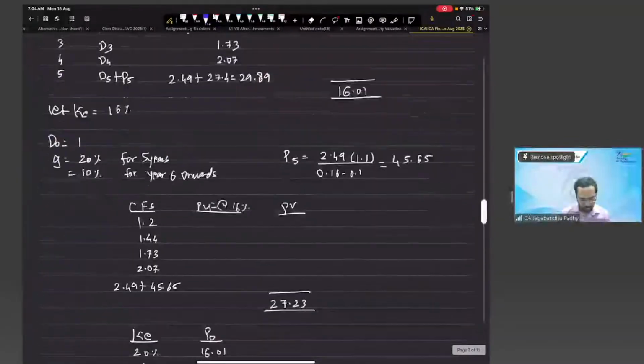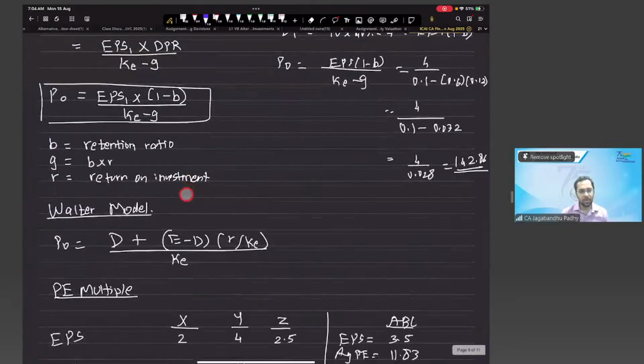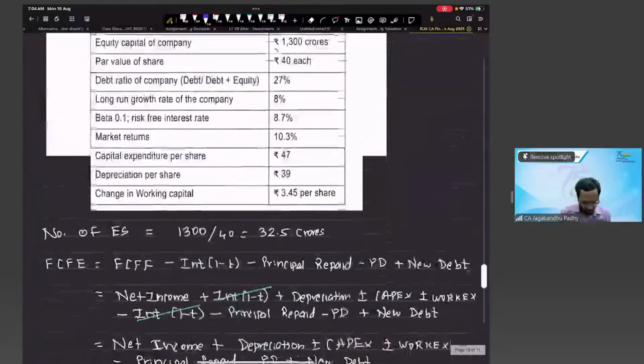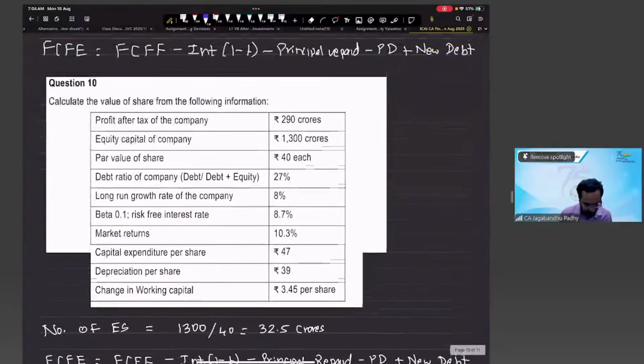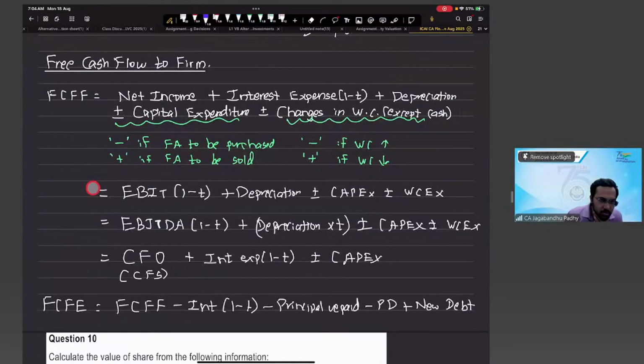And then we went ahead with the concept of the earnings-based model, wherein we had the Gordon model, but we just revised it with regards to the EPS, then the Walter and the P multiple model. Post that, we have also learned how to calculate the free cash flow, right? So free cash flow for the firm and free cash flow for the equity. For free cash flow for the firm, we can start with net income, add back the post-tax interest and the depreciation, and adjust for capital expenditure and the working capital expenditure.